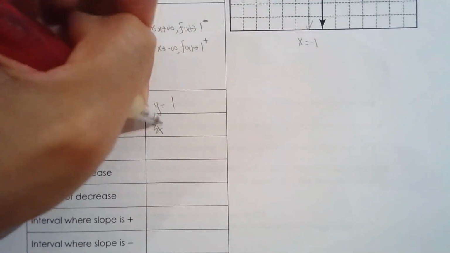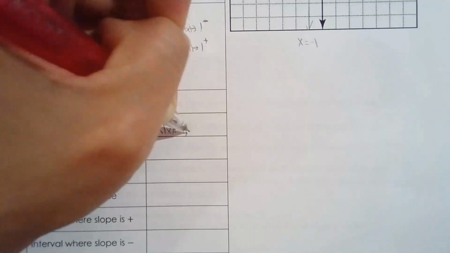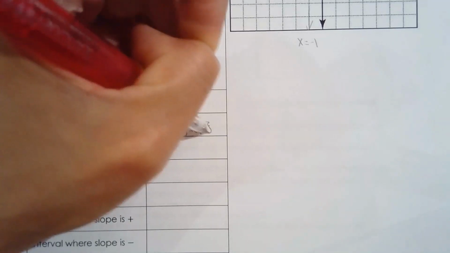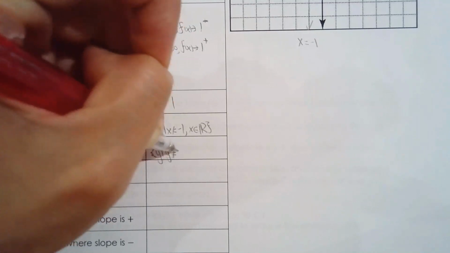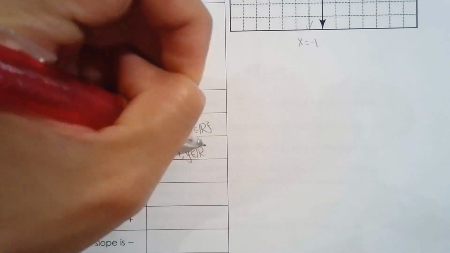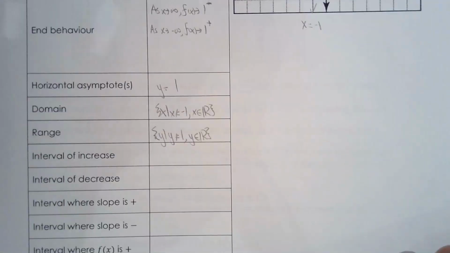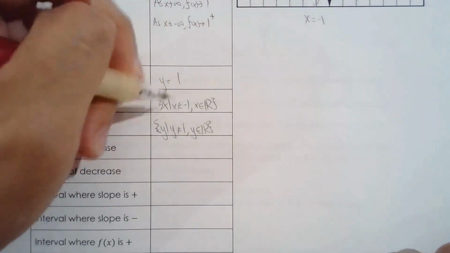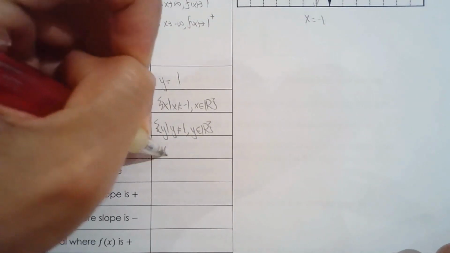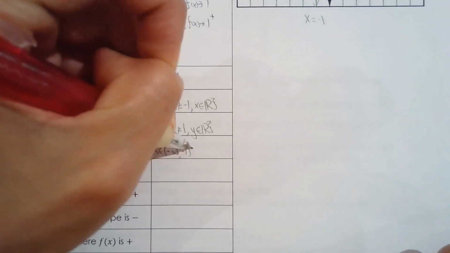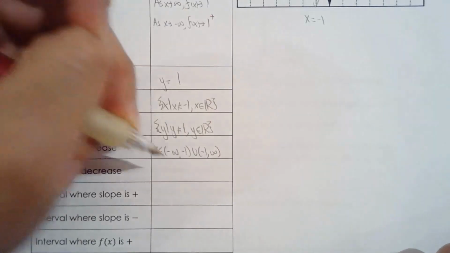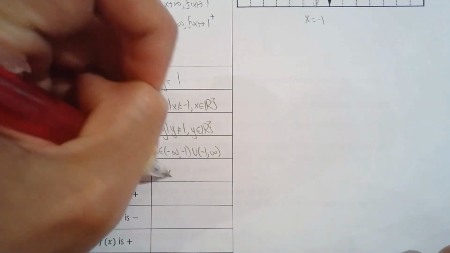Domain, any real number except for -1. The range is any real numbers except for 1. Intervals of increase and decrease: increasing on both branches, decreasing never.